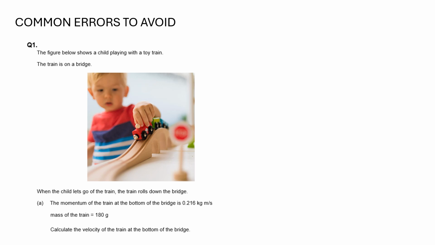Finally, just to round off on a few things that often crop up as common errors on exams. The first one, as you can see from the example here, is when you're doing calculation questions and you've been given some of the numbers but not in the correct units. So in this case here, for example, we've got the momentum and we've got the mass, but the mass has been given in grams instead of kilograms.